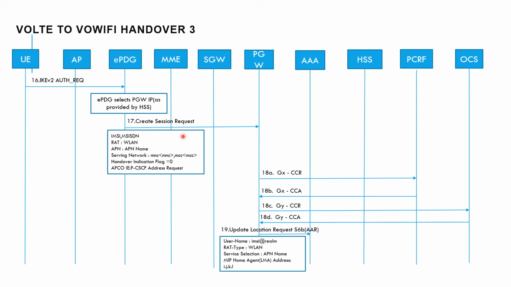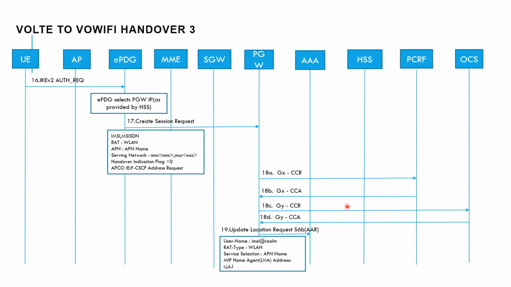Once this create session request goes to the P gateway, the main information elements in it are the IMSI, MSISDN, RAT type, APN name, serving network info, then the handover indication flag, then the PCSCF address request. These information elements go to the P gateway. Now the P gateway has to update the PCRF for any dynamic policy implementation. That is done via the Gx interface using the CCR message. The PCRF responds back with the CCA.